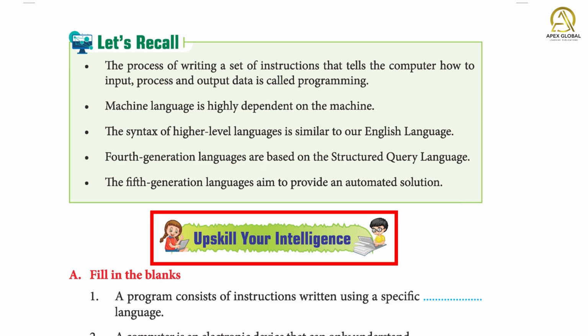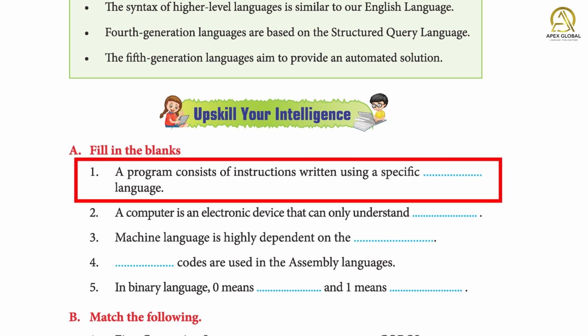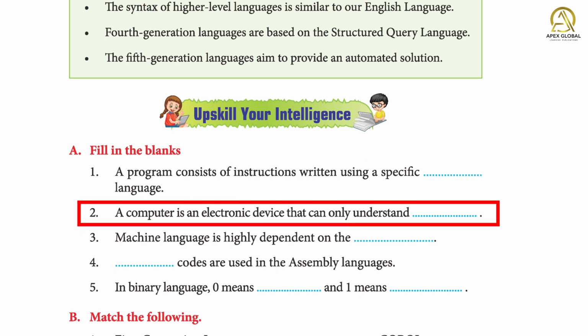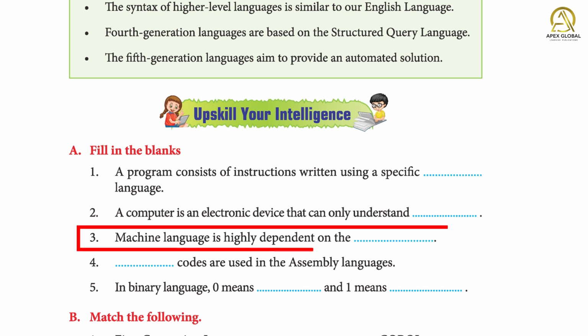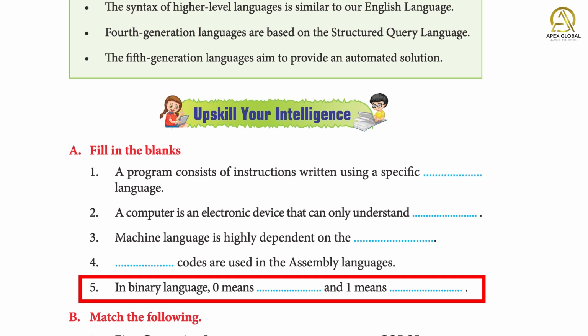Upskill your intelligence. A. Fill in the blanks. 1. A program consists of instructions written using a specific dash language. Answer: programming. 2. A computer is an electronic device that can only understand dash. Answer: electronic signal. 3. Machine language is highly dependent on the dash. Answer: machine. 4. Dash codes are used in the assembly languages. Answer: mnemonics. 5. In binary language, 0 means dash and 1 means dash. Answer: off stage and on stage.